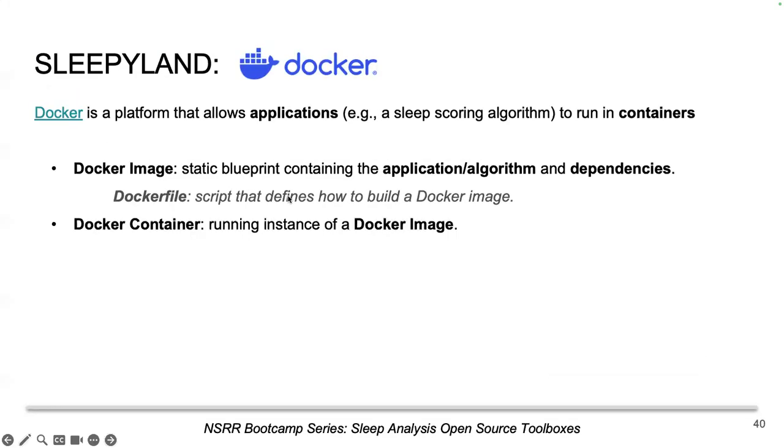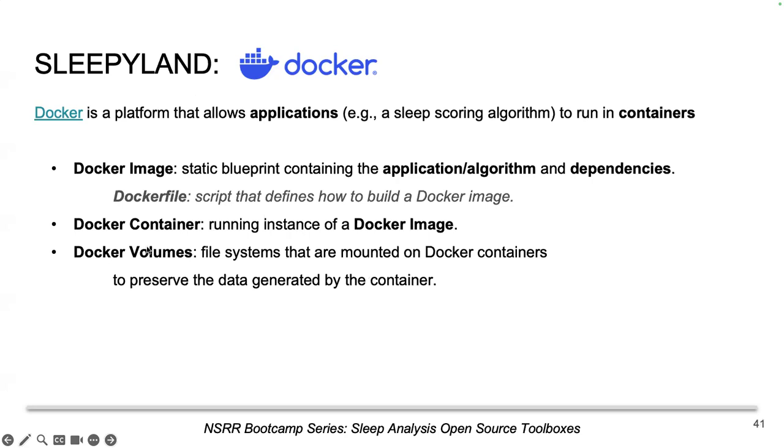What is a Docker container? This is actually what is running at the moment on my local machine. They are running instances of a Docker image. So you saw that I had different images, and I have at the moment different containers running on my local machine.